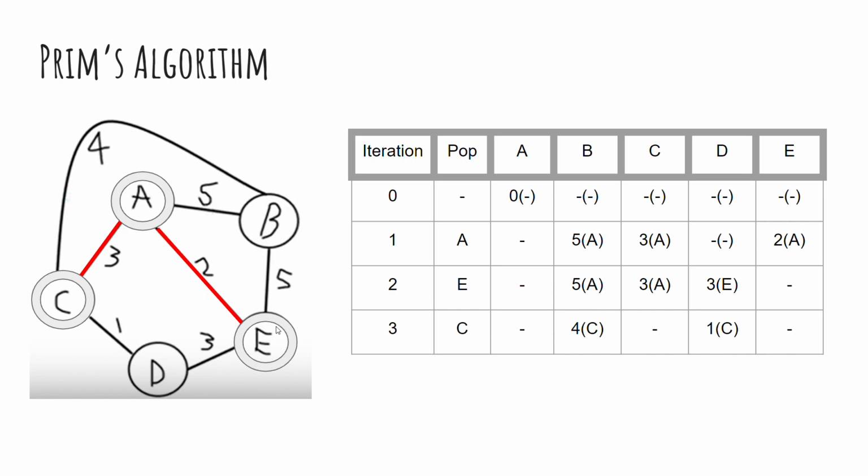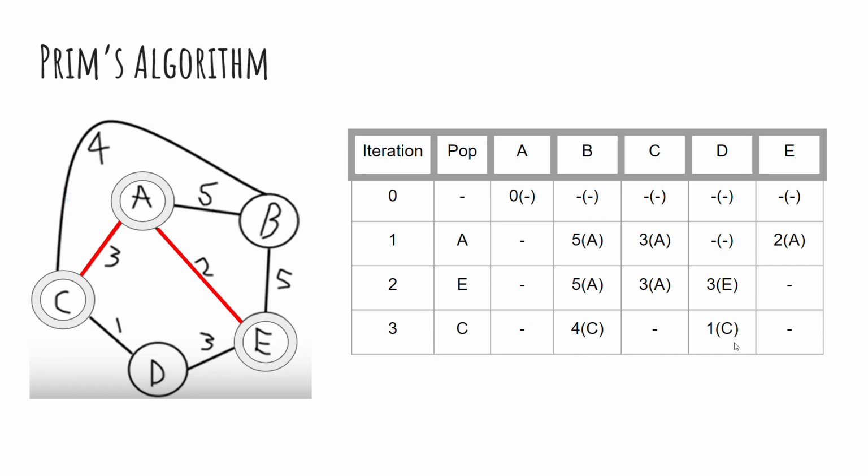So the distance from C to B is 4, which is less than 5, so we'll update the distance to B now. And similarly the distance from C to D is 1, which is again less than the previously seen distance, so we'll update that also. And that's how we get the distance from D to C is 1 and the parent is C.